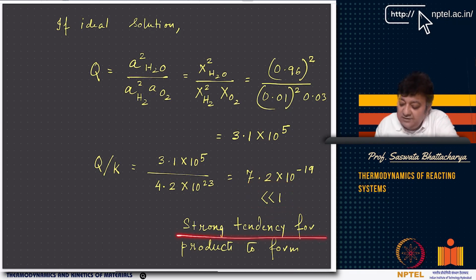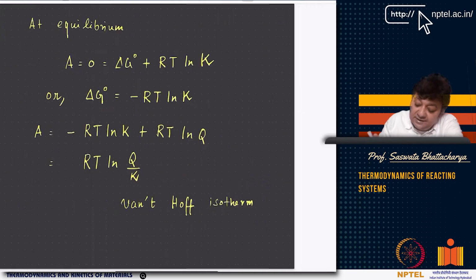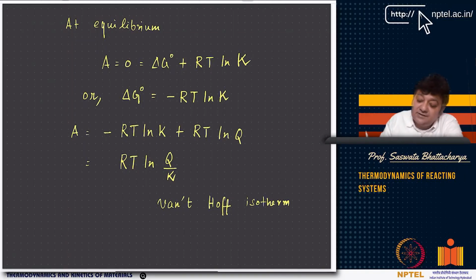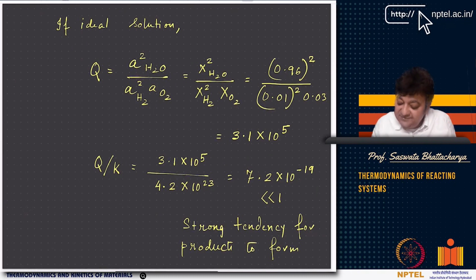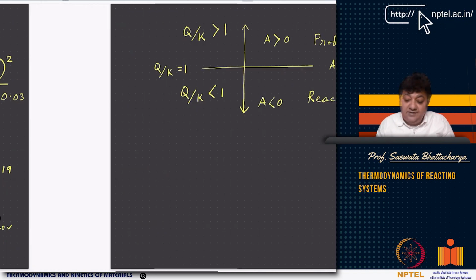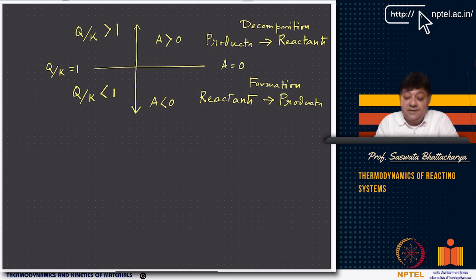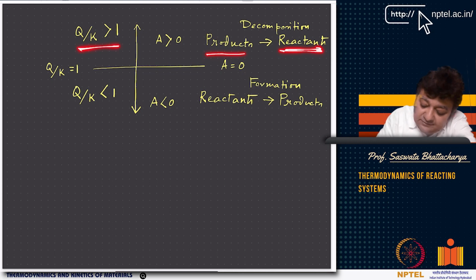So there is a strong tendency for the products to form, because A equals to RT ln Q by K, right? If Q by K is very, very small, then RT ln Q by K is very negative, so you will have a strong tendency for the products to form. If Q by K is greater than 1, then A is greater than 0, and decomposition from products to reactants will happen.